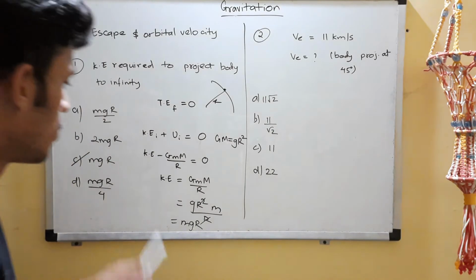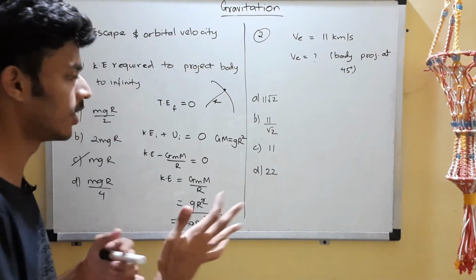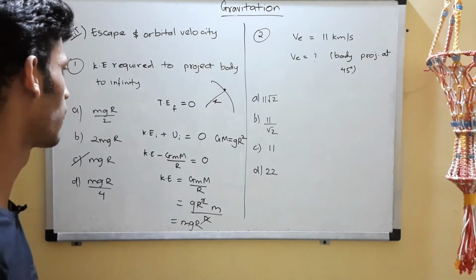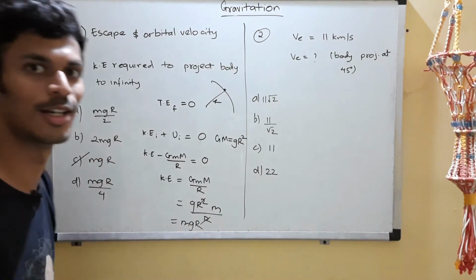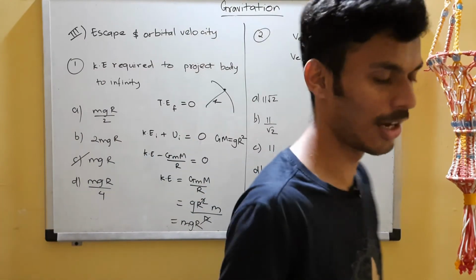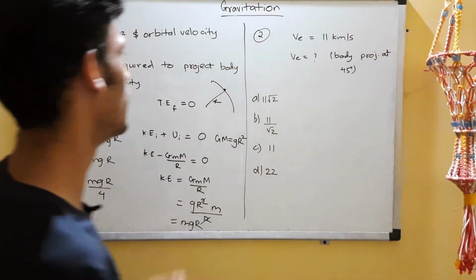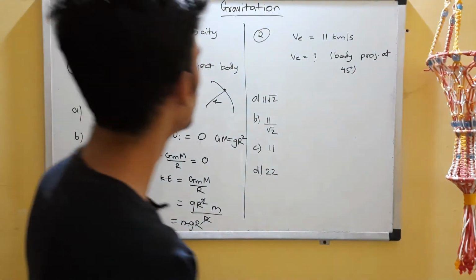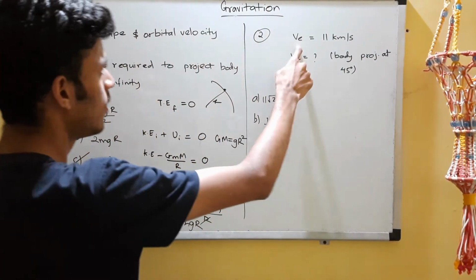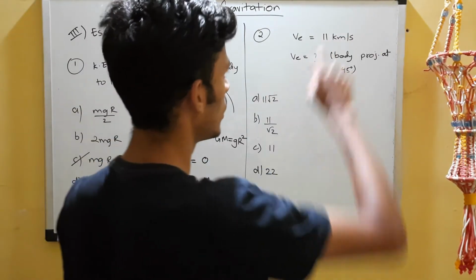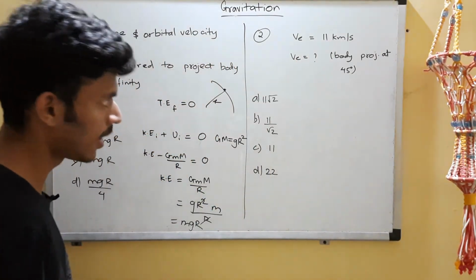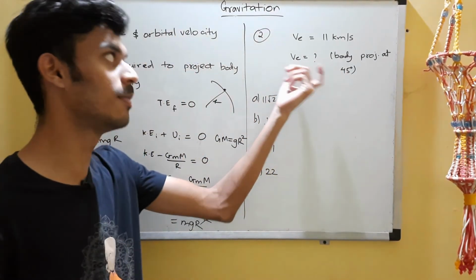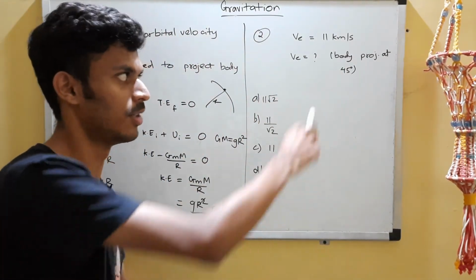So this amount of kinetic energy should be given for your object to make it escape to infinity. And this, please remember, is the true concept behind your escape velocity. This is the idea behind escape velocity. Now coming to our second question, the escape velocity from the surface of the Earth is given as 11 kilometers per second. Now your object is projected at an angle of 45 degrees. You are supposed to tell what will be the escape velocity in this case.